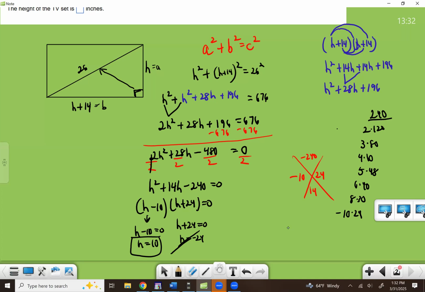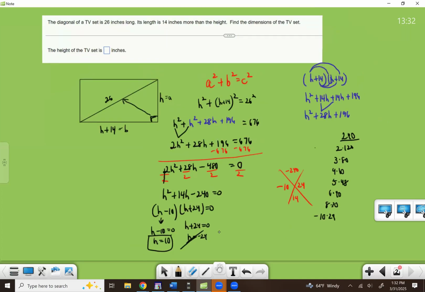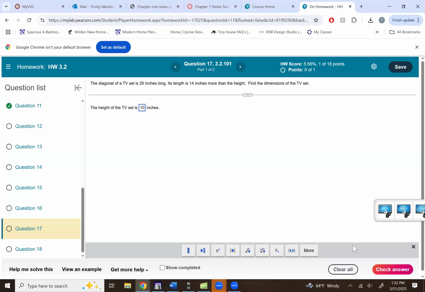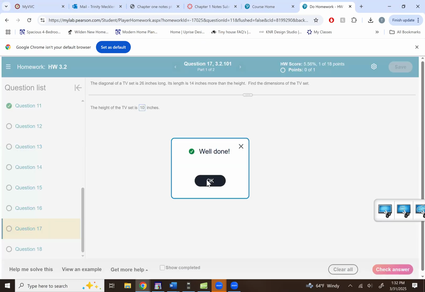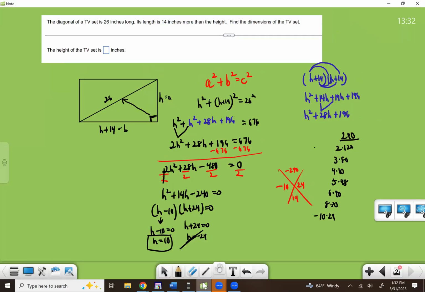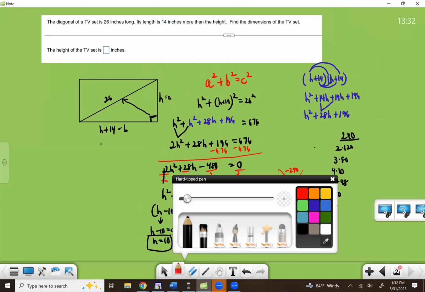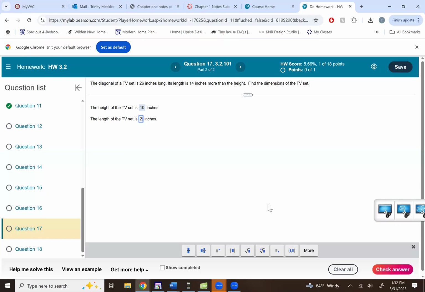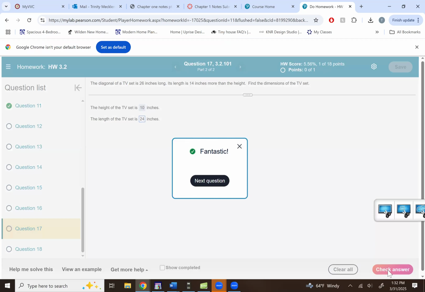I don't even know what we're solving for, you guys. Let me go back and read. Okay, we do need the height. Okay, so the height is going to be 10 inches. See if it wants anything else or if that's it. I think there's more. Yes, there is. So it also says to find the length, right? Well, once you know that h is 10, then you can just take it and substitute it in right here. 10 plus 14, we're going to get 24 for the long side for the length. So let's go put 24 in. Awesome. All right, so hopefully this helps you out with number 17. Thanks for joining me.